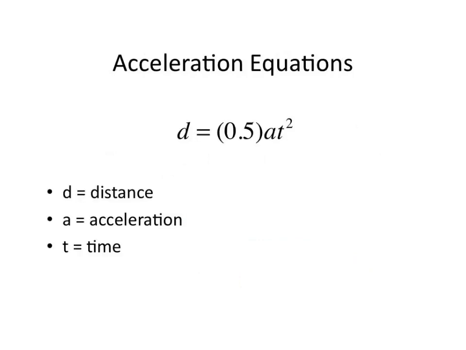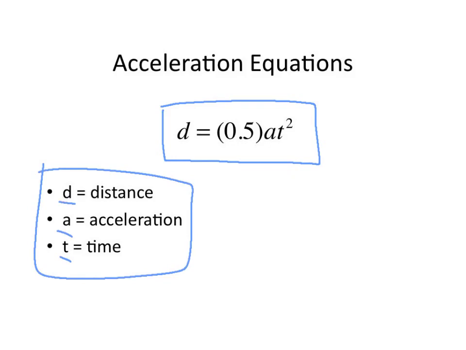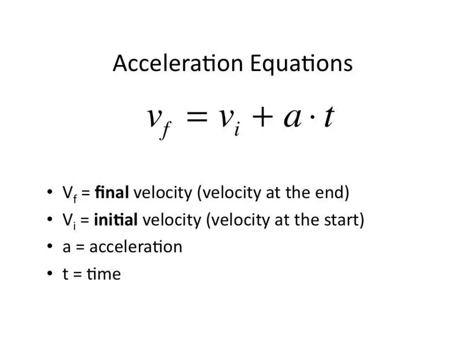We have two equations for acceleration. This one right here: distance is equal to 0.5, or 1/2, times a times t squared. D stands for distance, A is for acceleration, and T is for time. So once again, if you know two of these things, you can figure out the third one by plugging them into this equation. Okay, that's the first equation we're going to use for acceleration. The second equation we're going to use for acceleration is VF is equal to VI plus A times T.